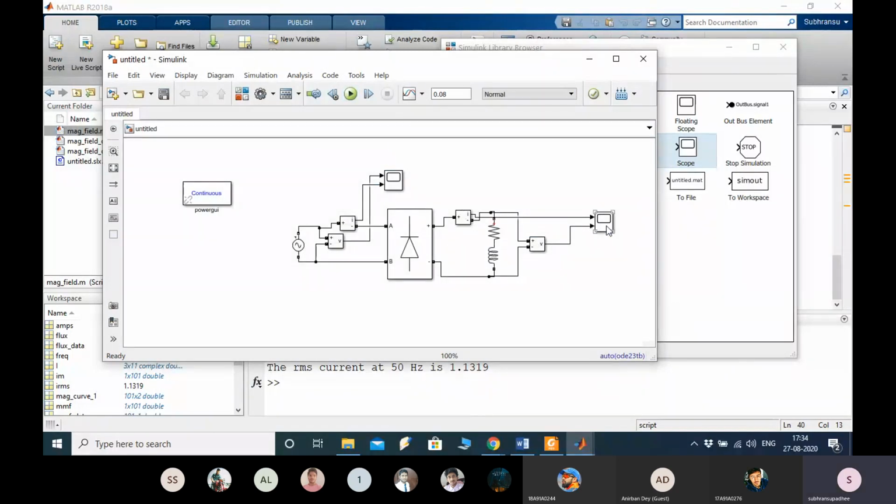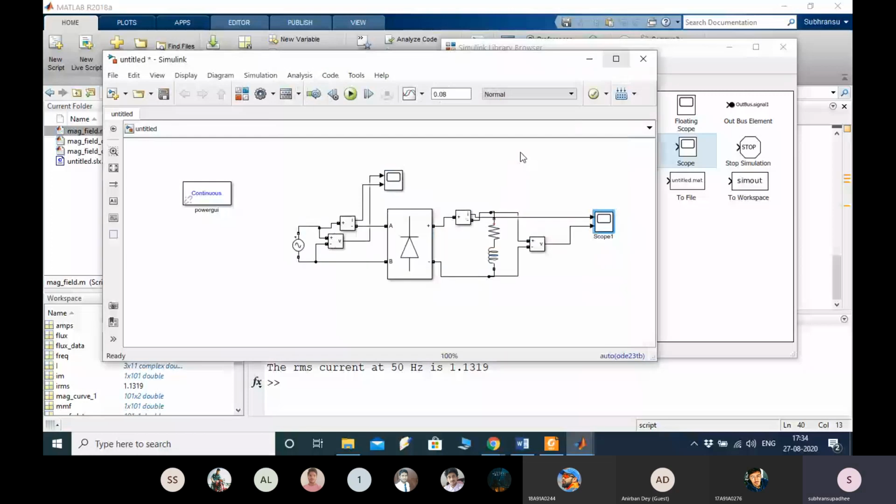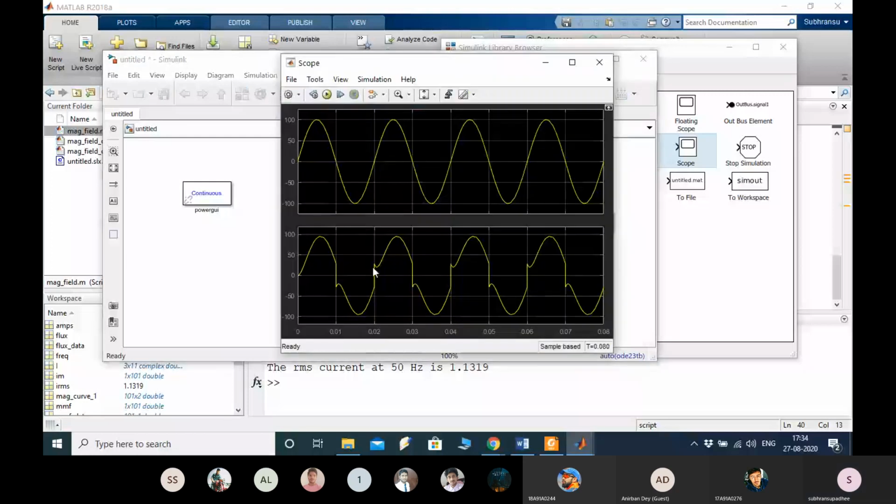See over here, this is the current and this is the voltage waveform. Similarly, this is the source current and this is the source voltage. As you can see, the source current is non-sinusoidal in nature. You can find the THD of the source current.